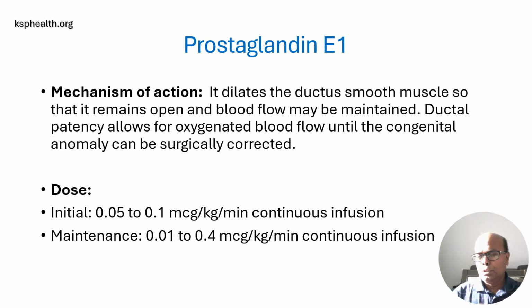Let's start. So how does prostaglandin E1 work? It dilates the ductus smooth muscle so that it remains open. The blood flow can happen either from systemic to pulmonary circulation or pulmonary to systemic circulation based on the underlying condition. The initial dose, we typically do 0.05 to 0.1 mcg per kg per minute. Then titrate the dose to keep the saturation 80 to 85. Do not shoot for higher oxygen saturation. That means increased pulmonary blood flow that will cause pulmonary edema and eventually cardiac failure.